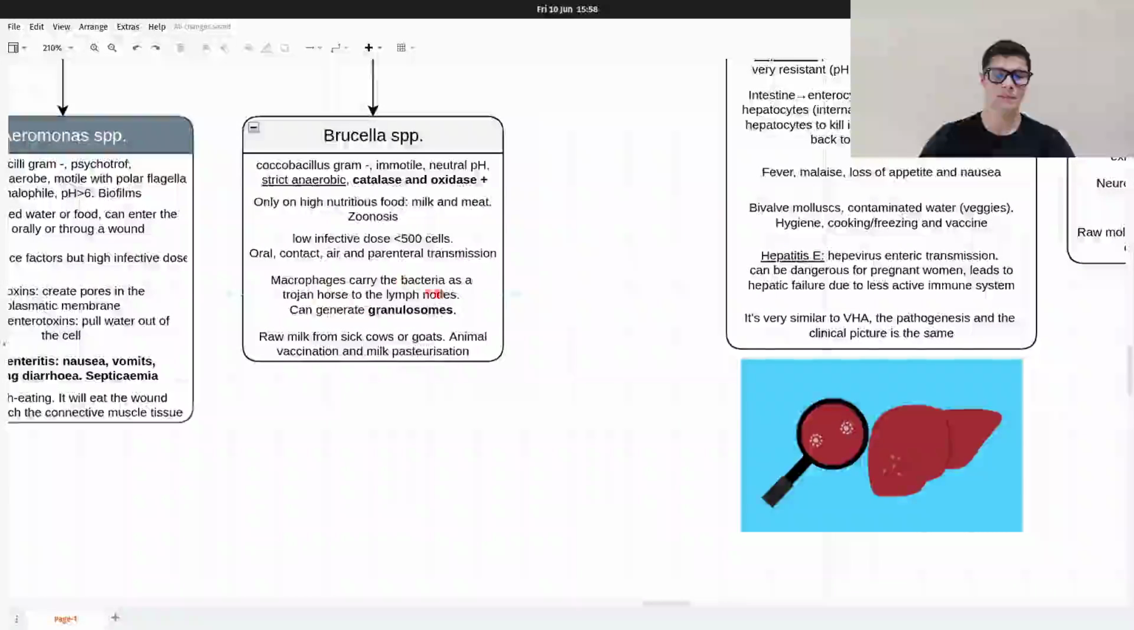Macrophages carry these bacteria as a Trojan horse to the lymph nodes, and this can generate granulomas. Very dangerous. We find, as I said, Brucella in raw milk from sick cows or goats, because it is a zoonosis. To prevent Brucella, we have animal vaccination as well as milk pasteurization.